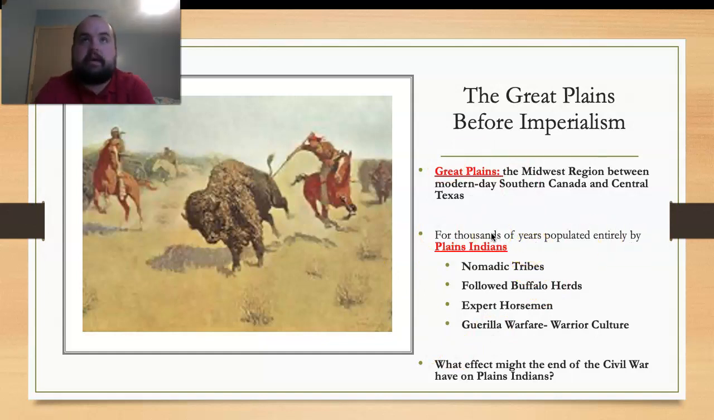The Plains Indians were a huge number of tribes, but had some similar characteristics. For the most part, most of them were nomadic tribes. Nomadic obviously means that you move around from place to place, either following crops or crop seasons, or in this case, following buffalo especially. Like I said, they mainly followed buffalo herds, they were expert horsemen, and they also practiced guerrilla warfare and typically had a very intense warrior culture.